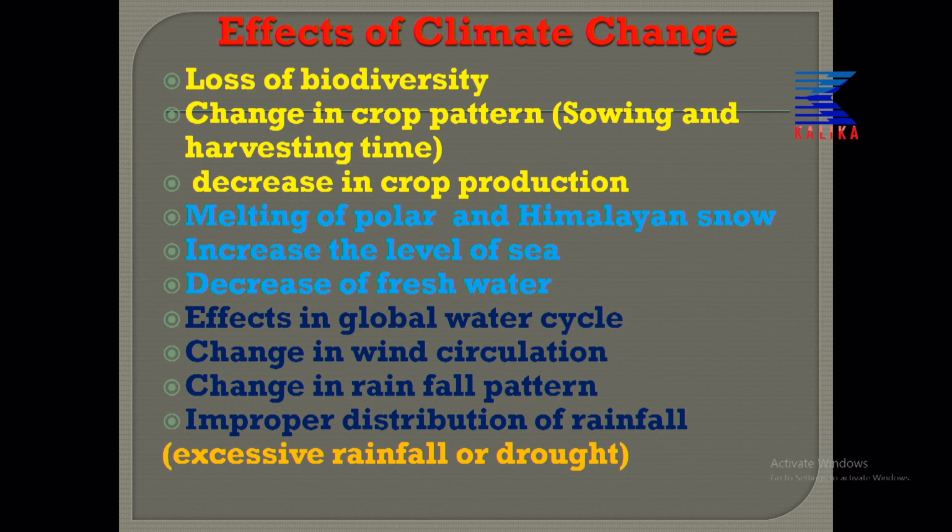So have a look. It's a horrible situation. That's why climate change is not only an individual problem, not only a national problem. It's an international problem. Likewise, there is an increase in the level of the sea as the snow melts, or the polar snow melts. The water goes into the ocean and the level of the sea increases. There will be a decrease of fresh water. I just talked about that one.